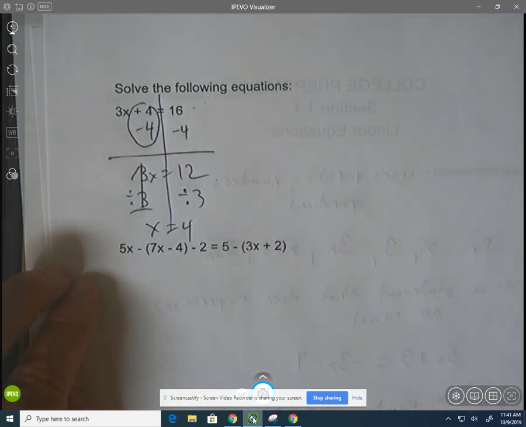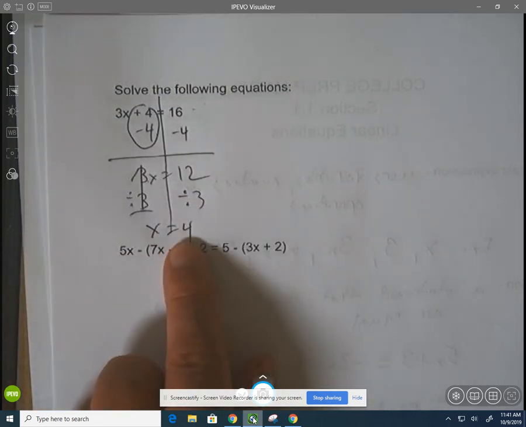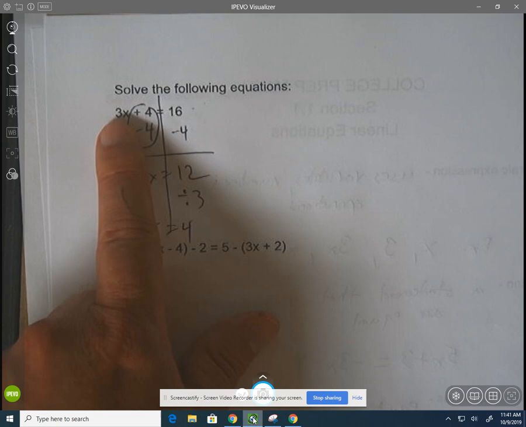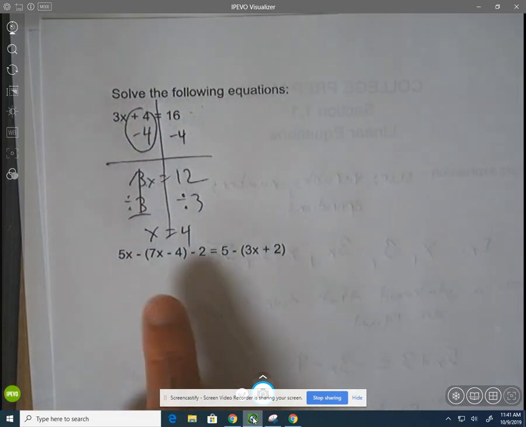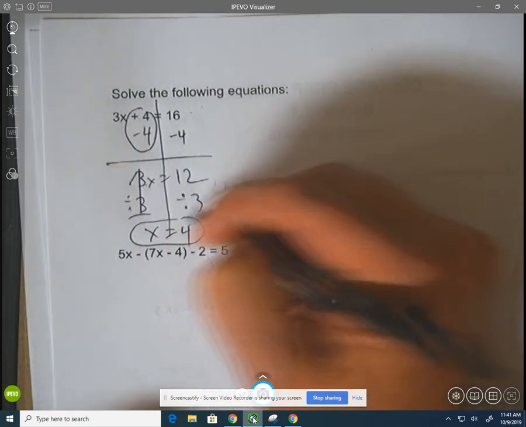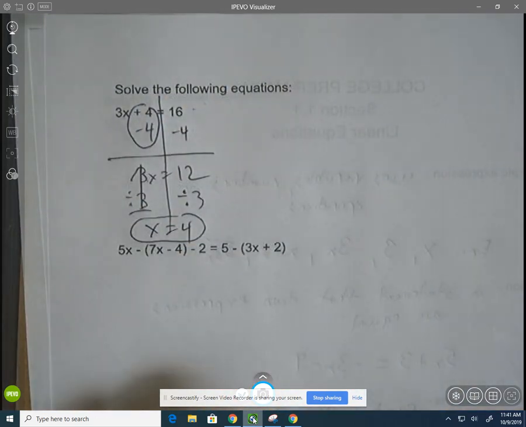So I get x equals 4. And that's a solution to this equation. I can check it real quick because that should make the original equation true. 3 times 4 is 12, plus 4 is 16. We found the value of x that makes that original equation true.